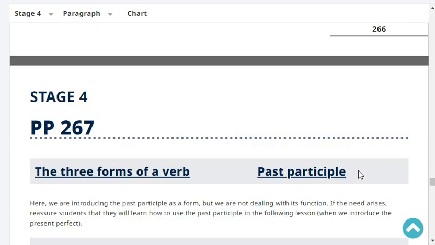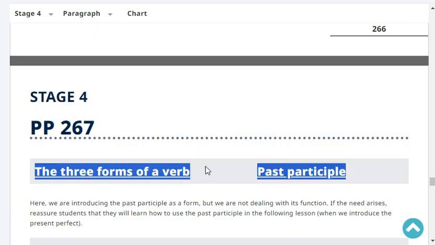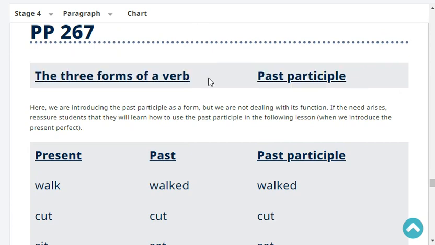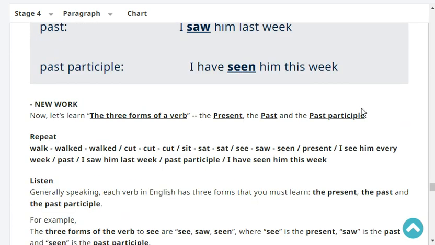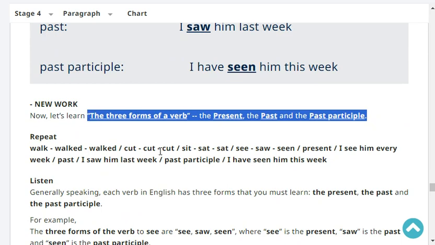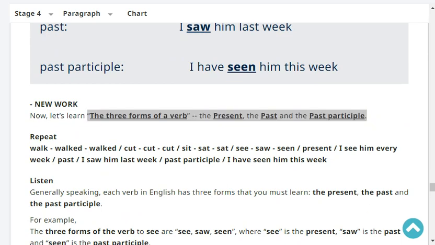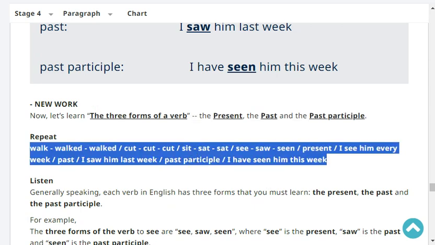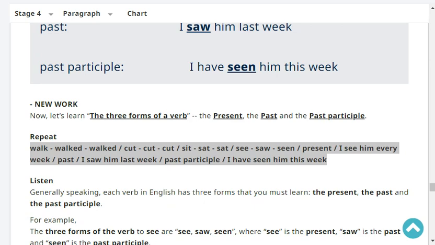Okay, now let's have the three forms of verbs. Okay, the three forms of verbs, which are the present, the past, and the past participle. So repeat. Walk, walked, walked. Cut, cut, cut. Sit, sat, sat. See, saw, seen.